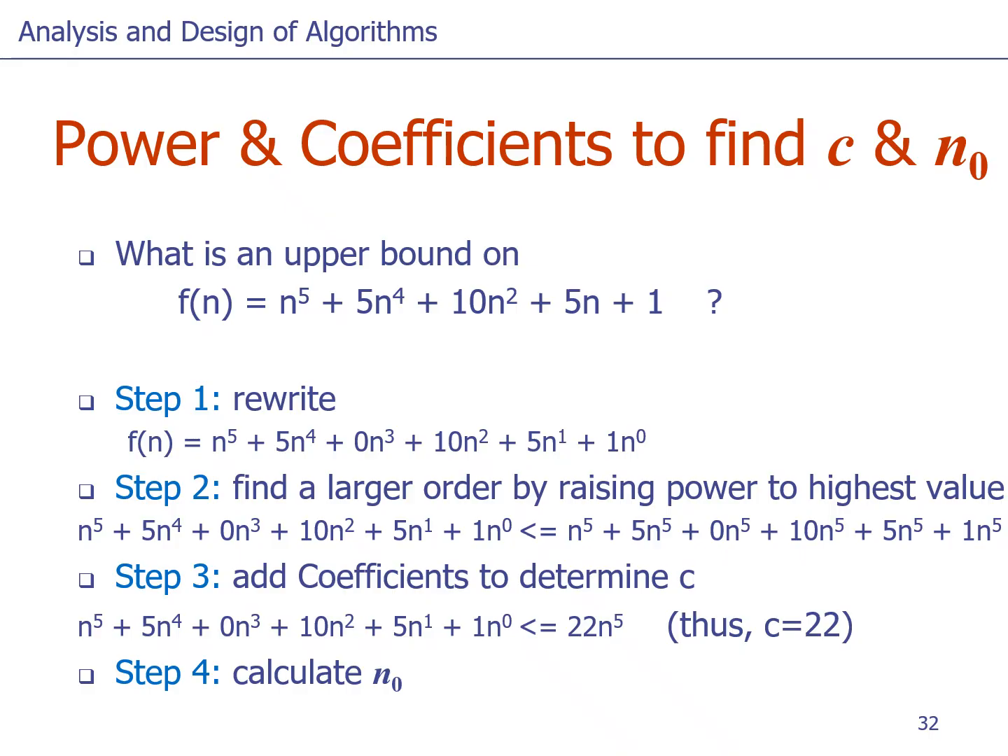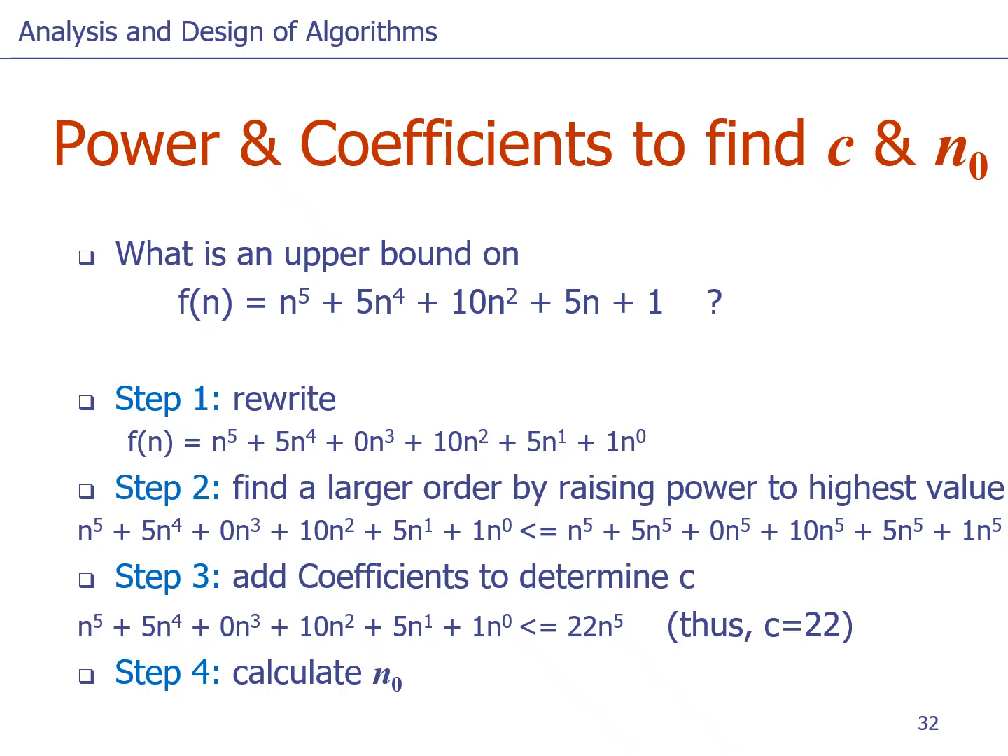Now, this is what I'm going to do. I'm going to work out the power and coefficients method. So I'm giving this long polynomial, just like the one I was describing verbally in the previous slide, and I would like to find n node and the c. So what I'm going to do is, in step 1, rewrite all my terms organized from biggest to smallest as powers of n, and then I will find the larger order by raising to the power of the highest value.